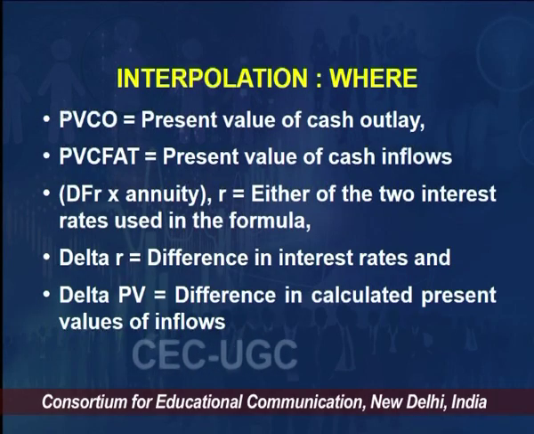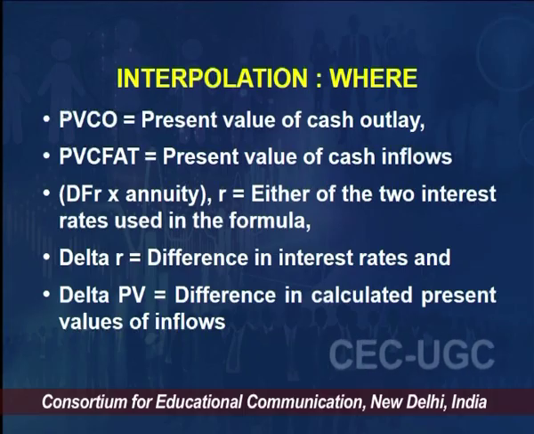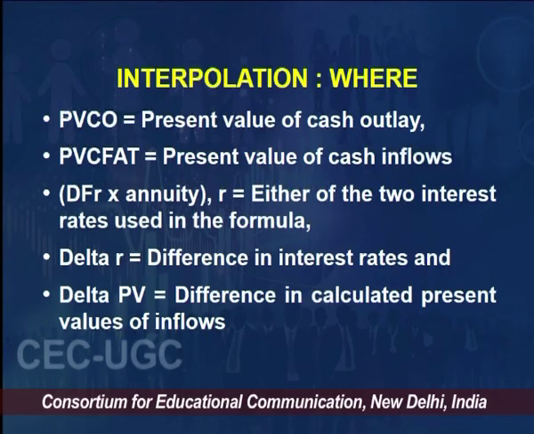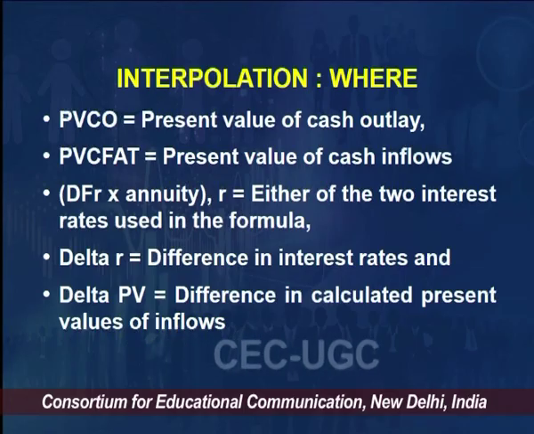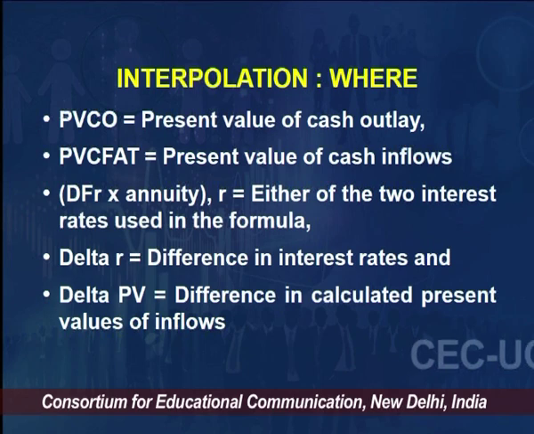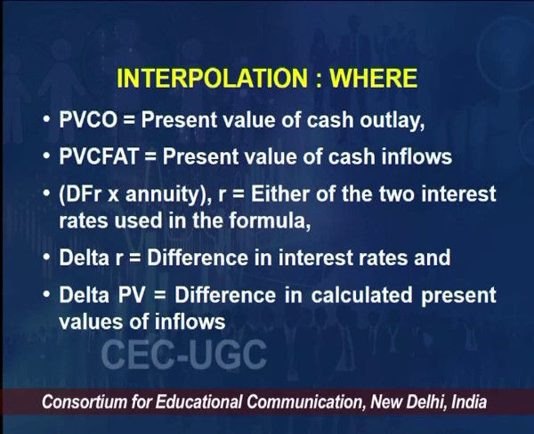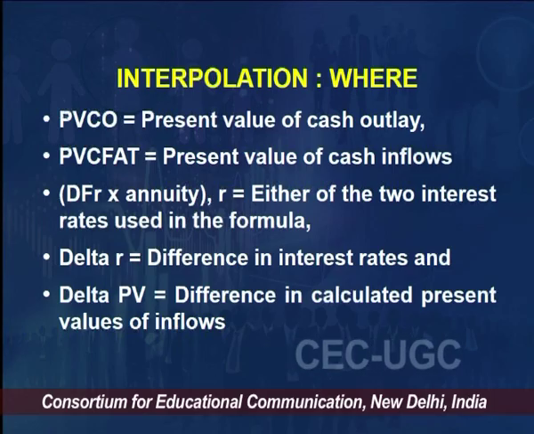This is the interpolation where we are using the first formula. In the second formula, I already explained that the present value of cash outflow is PVCO. The present value of cash flows after tax is the present value of cash inflows, and the discount factor for R is used with either of the two interest rates in the formula. The difference in interest rates is also used, and the last one is delta PV, the difference in the calculated present value of inflows. So, I hope I was able to help you understand the steps.